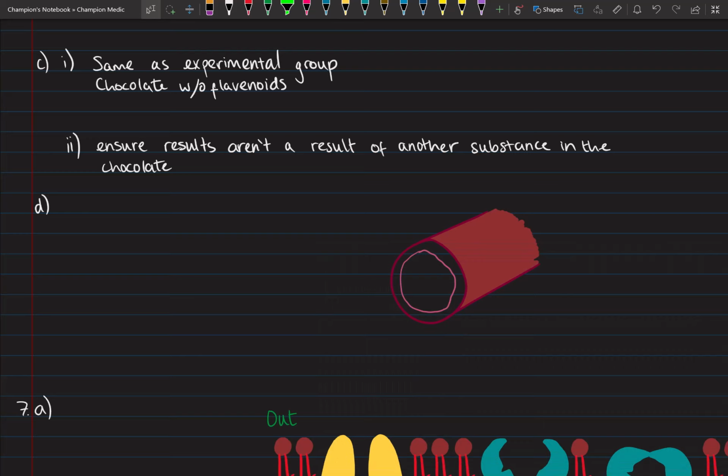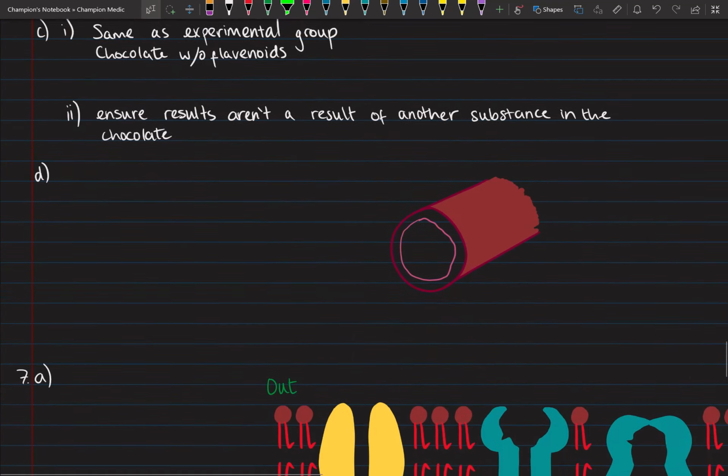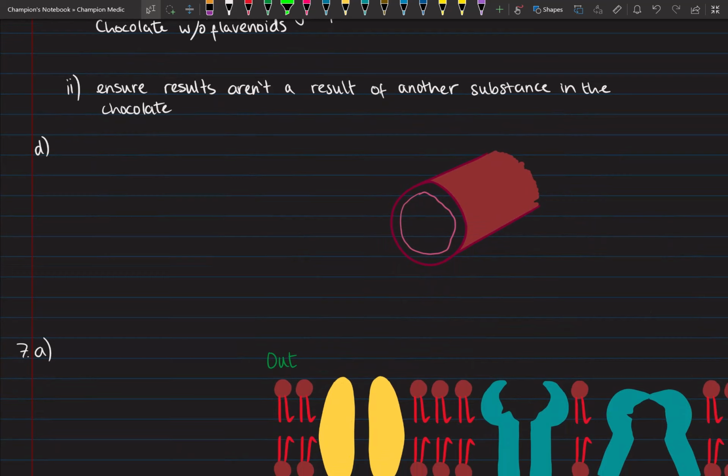The next question, part D, is asking us why an increase in the diameter of the lumen causes a reduced risk of coronary heart disease. So the coronary artery would always have a wide lumen, and the reason why is because you want to lower the chance of it having a blood clot, and as a result of that, you're going to have a lower chance of an atheroma appearing. So if you look at the diagram, you can see, let's say that was the coronary artery, you can see that the lumen is quite wide.